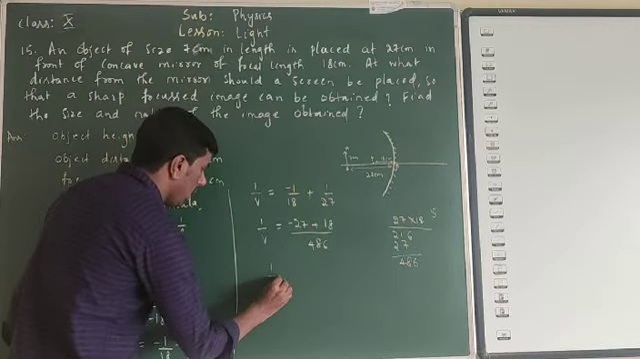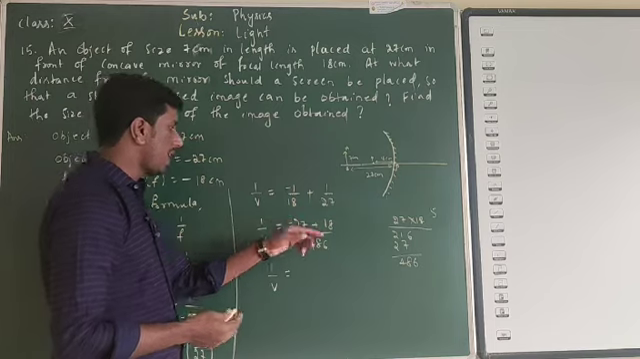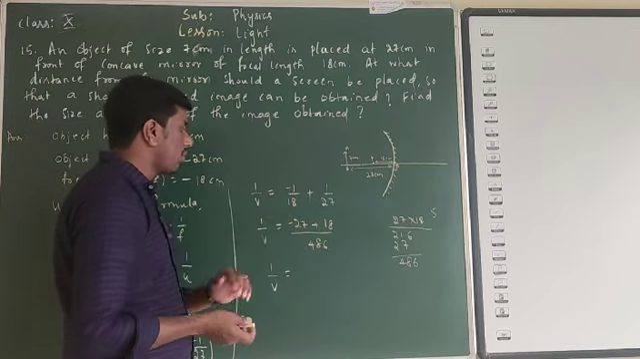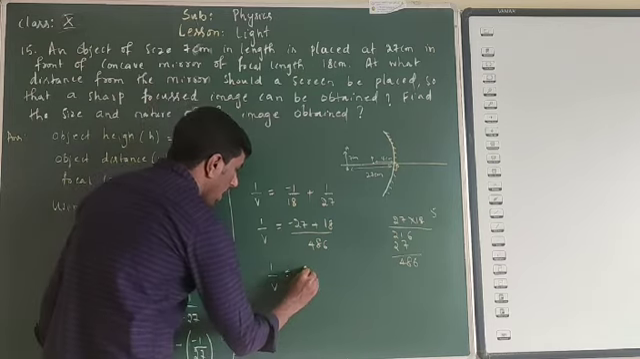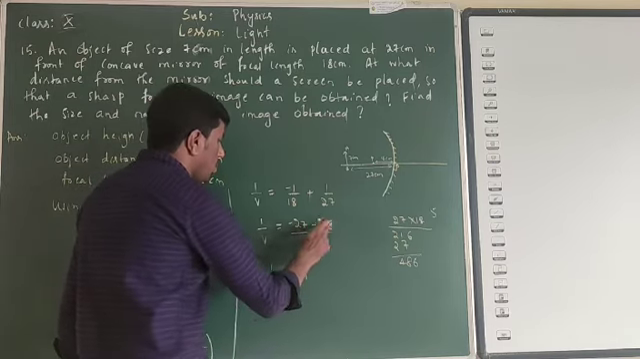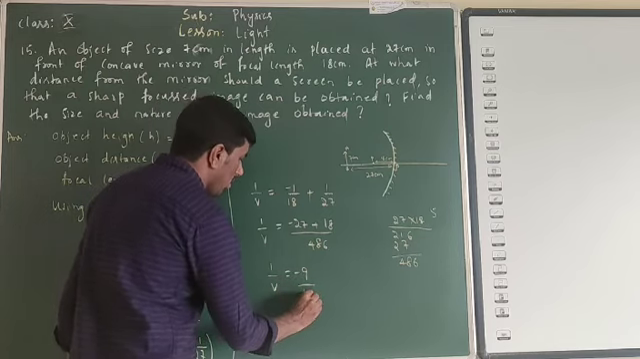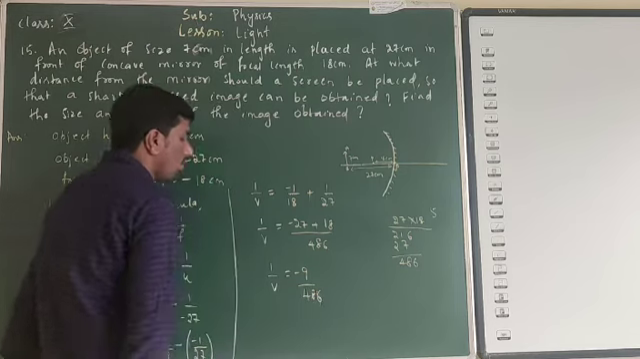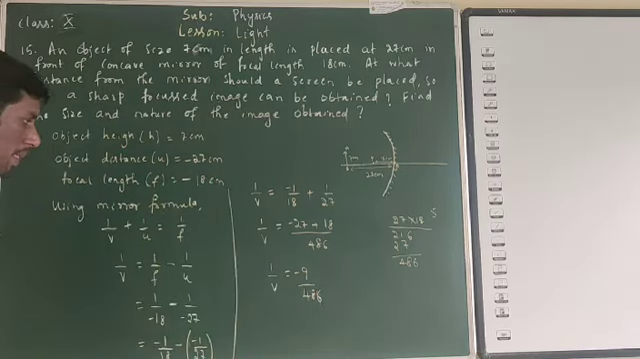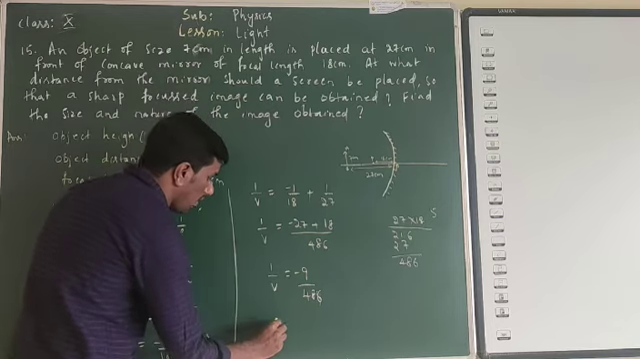So 1 by b is equal to minus 27 plus 18. We need to subtract it. If you subtract 18 from 27, it will become 9, right? Between these two, 27 is higher before having the negative sign. So 9 by 486. Okay. Next, again, we will take the reciprocal of LHS.